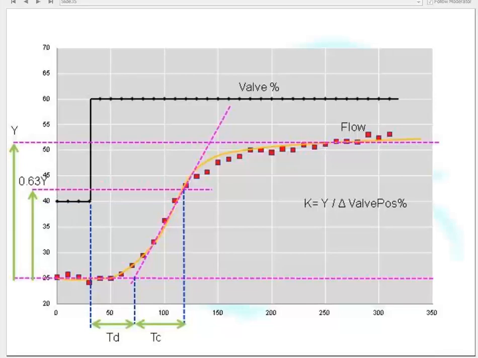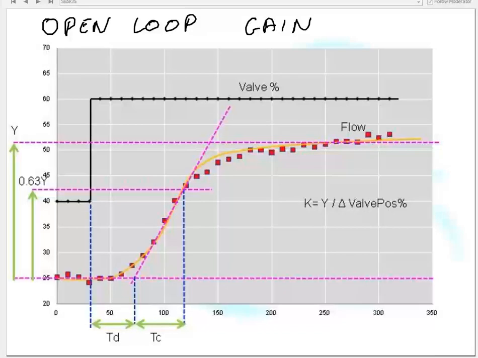Last thing to find. Now we've found TD. So we've got the time delay, we've got the time constant. Now we need to find a thing called the open loop gain. It's open loop because we've got the thing in manual. So what we did right at the beginning was we put the loop into manual with the valve at 40%. And then we manually entered a new valve position, this time 60%. So it's open loop. The whole system is in manual.